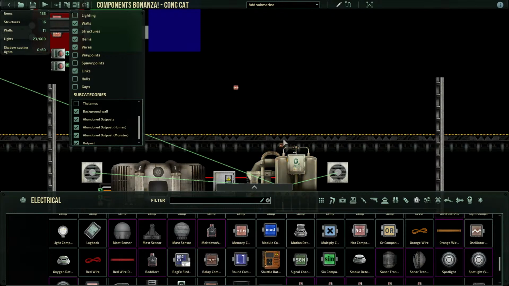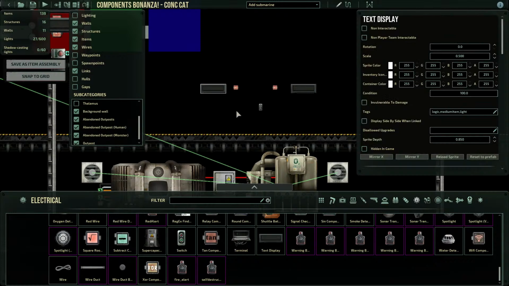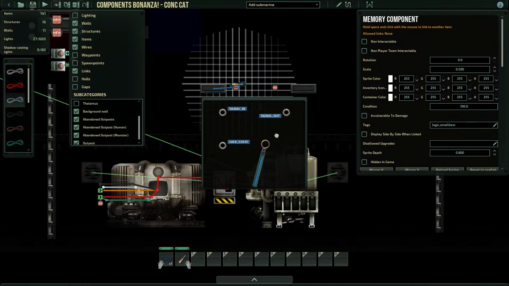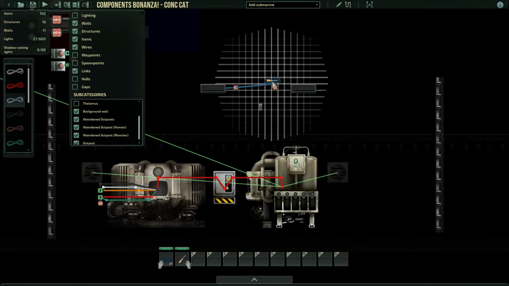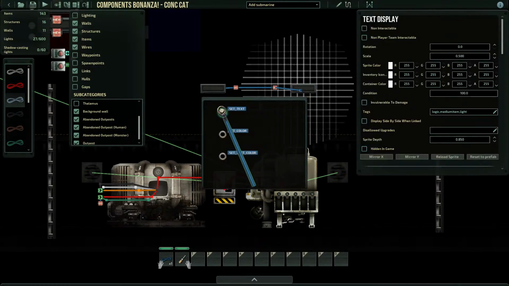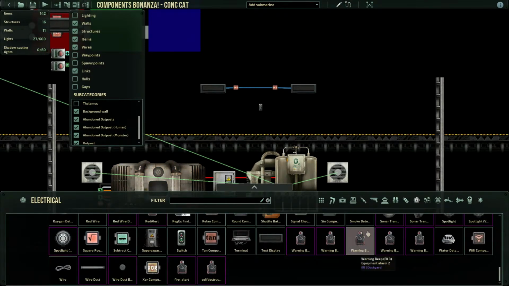So we're going to put a memory block. We're going to put 2 memory blocks here. And we'll put a switch here. A text display out. Put text display out over here. So this one is text from this output. This output also goes to this input. This output goes to this input over here. Okay, I'm going to leave that on blank for now. Where's my wire?